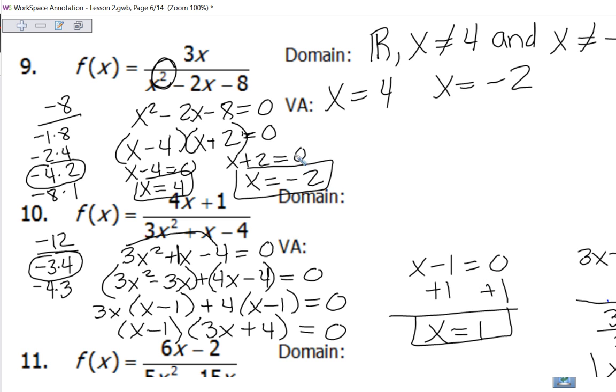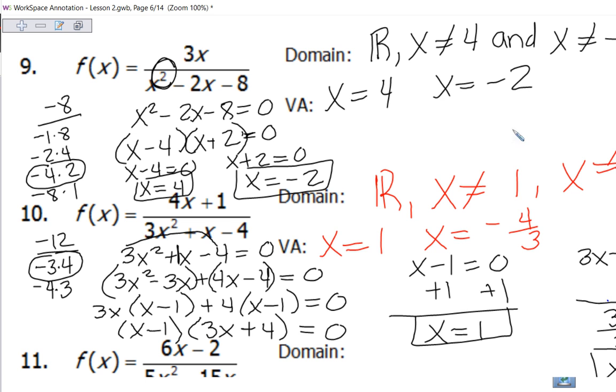Okay, so the first vertical asymptote, I lost my place. Let me change to red. So the first vertical asymptote is x equals 1. The second vertical asymptote is x equals negative 4/3. So that means our domain is all real numbers, except x cannot equal what? 1 and what else? Negative 4/3. Okay, I want you to do number 11. I want you to find the vertical asymptote and the domain.